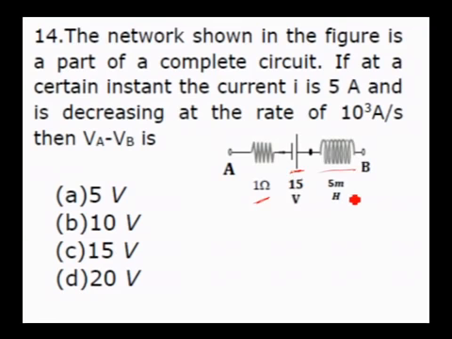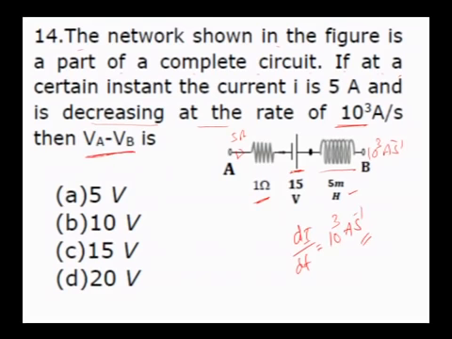There is a simple network, a resistance of 1 ohm, a battery of voltage 15 volt and a coil of 5 millihenry. The network shown in the figure is a part of a complete circuit. If at a certain instant the current I is 5 ampere, and it is decreasing at the rate of 10 power 3 ampere per second through the coil. This is nothing but di by dt is 10 power 3 ampere per second.